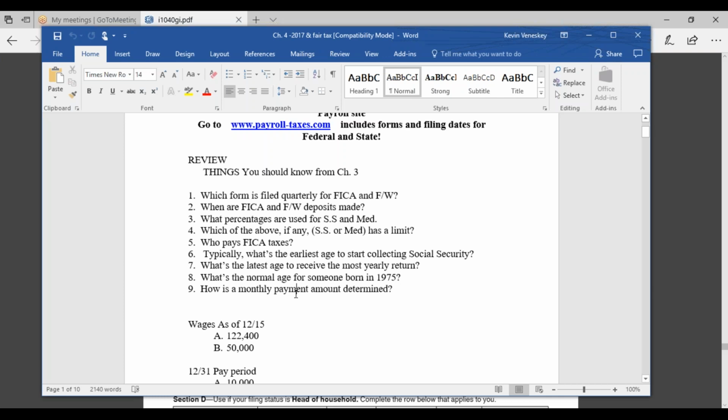Remember, there was that formula that we went through. You have to find your average earnings for the past 35 years, indexed for inflation. And then you go through and you say 90% of the first, and then I believe it was $885, and then a different percentage, like 20-some% or low 30s, for the next amount between $885 and $3,000 and some, and then for any earnings over $3,000 you get very little, maybe like 15% if I remember correctly. But that's how they're determined.